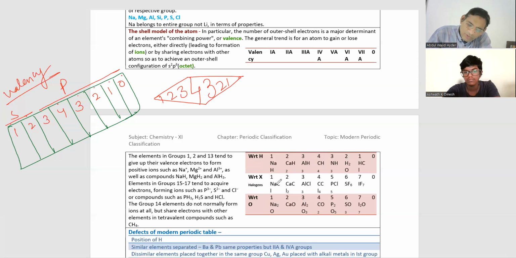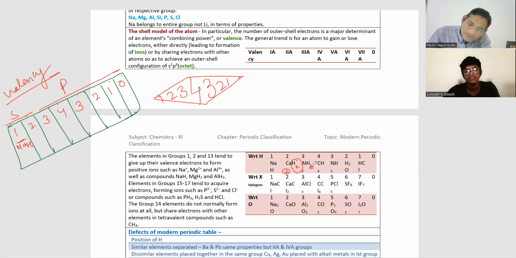Now see, you have to give compounds also in support of your answer. You have said that the valency of this first is 1, so you have to give proof of this too. So NaH. How many H have you taken with Na? 1. So the valency of Na will be 1. Now see, CaH2. Here 2. This 2 is written downside. How many hydrogens are there with calcium? 2. So the valency of calcium is 2.